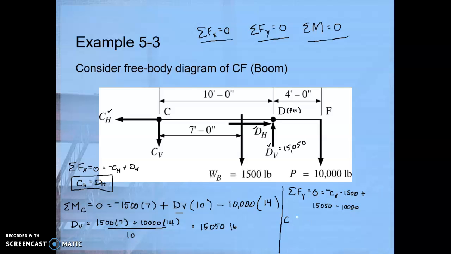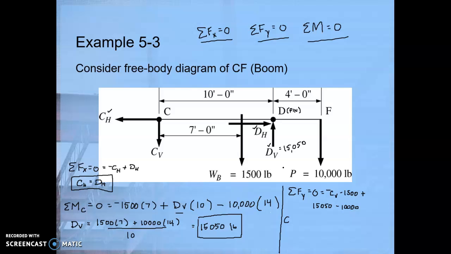So what we were doing in the last video is analyzing this frame, and we started with the boom and found that CH and DH, we don't know what they are yet, but we do know that they're going to be equal to each other. We found dV is 15,050. We're using the author's convention of using V and H for vertical and horizontal. So V is the vertical component, 15,050.